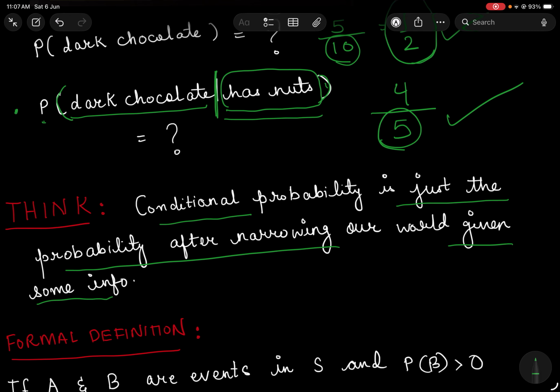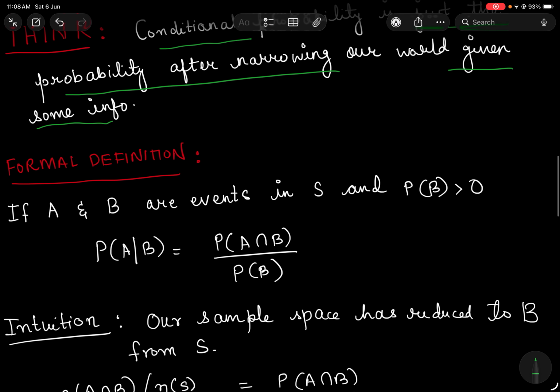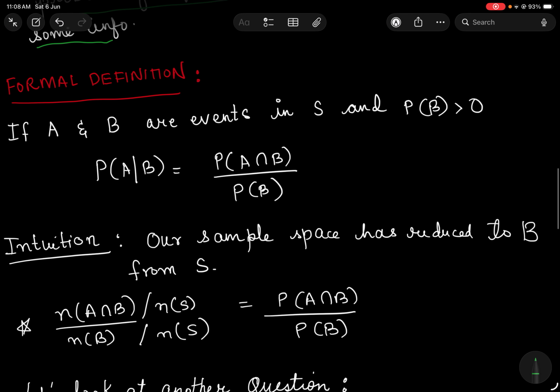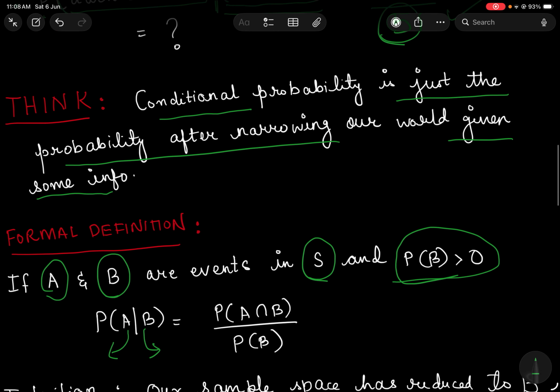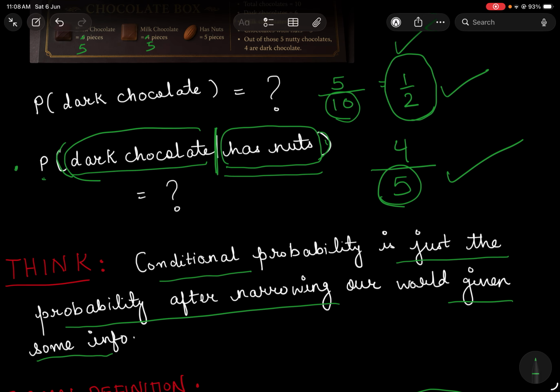Alright, now that we have a very good intuition of what conditional probability is, let's actually look at the formal definition. Suppose we have two events, A and B, and S is the sample space, and the probability of B happening is greater than 0. So what is the probability of A given B? If we compare it to our dark chocolate example, event A is getting a dark chocolate, event B is getting a chocolate with nuts.